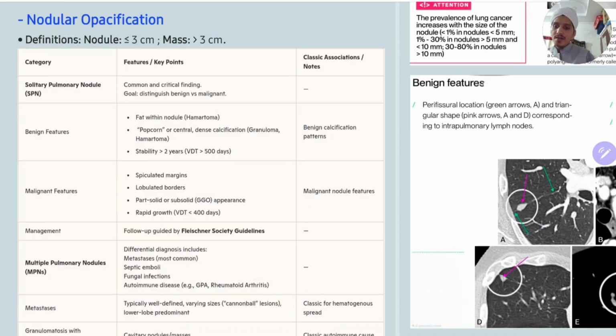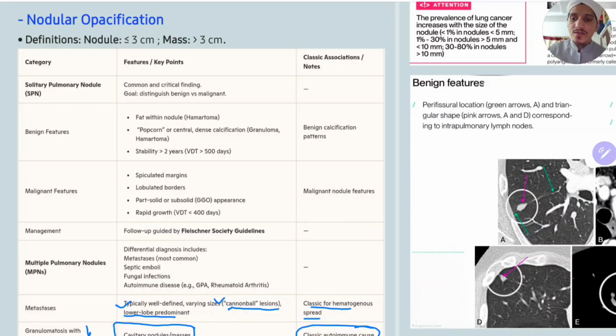So how will the metastasis look? They are typically well defined with varying sizes. They are called cannon ball lesions, and they are predominantly present in the lower lobe. Classic for hematogenous spread of malignancy. Granulomatosis with polyangiitis, GPA: you will see cavitary nodules or masses. Nodules are less than or equal to 3 cm, masses more than 3 cm. Classically, autoimmune is the cause. Metastasis, predominantly present in the lower lobes, with a cannon ball like appearance, varying sizes, not the same sizes.